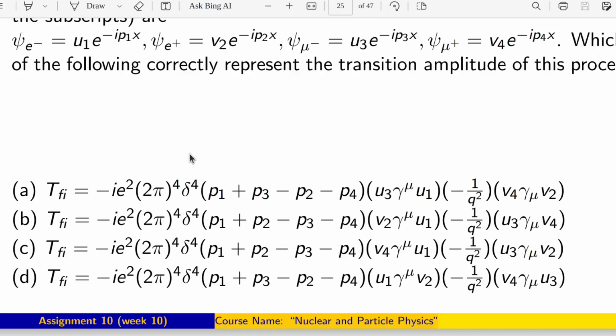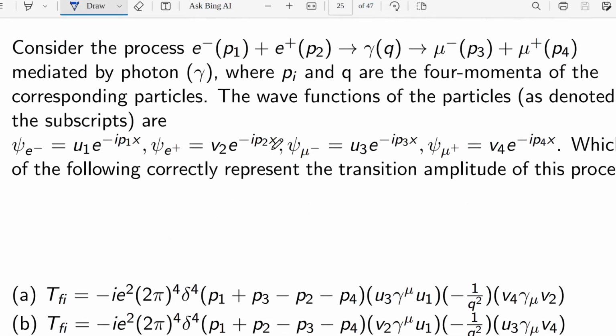And the fourth option is T_fi = −i e² (2π)⁴ δ⁴(p1 + p3 − p2 − p4) ū1 γ^μ v2 (−1/q²) v̄4 γ_μ u3. So these are the four options, and we have to find which one is the correct one. Let us first write down whatever is given here.